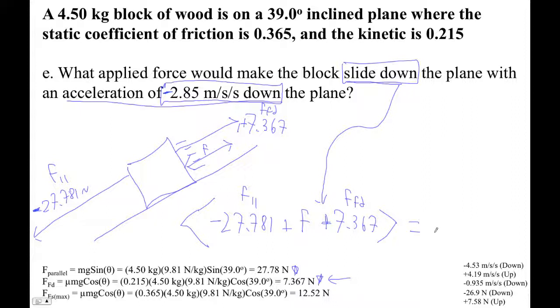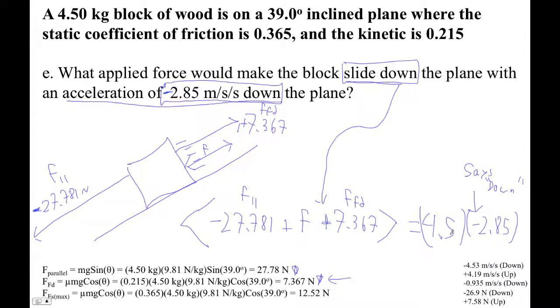Now we can go, that is 4.5. And then which way should this be? Well, it's accelerating down, so it's negative. The only mistake you can make there is that you just don't think about it and you make it positive 2.85. Always think about it, right? It says down.